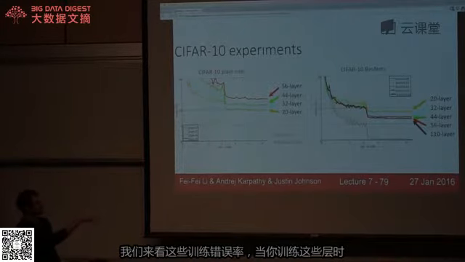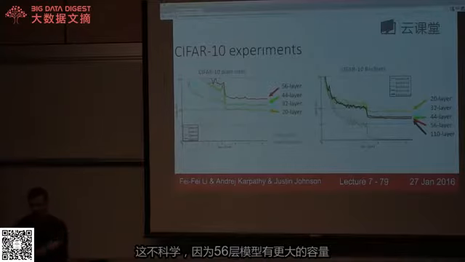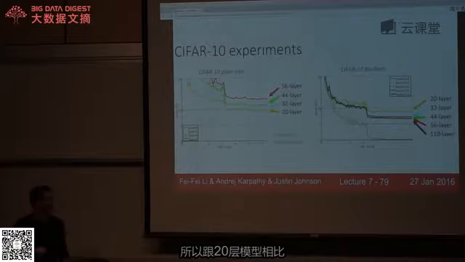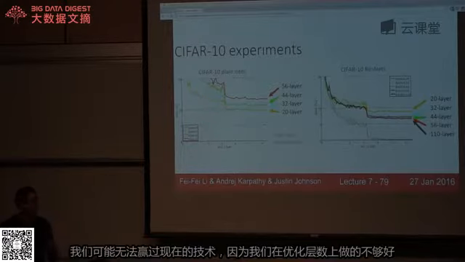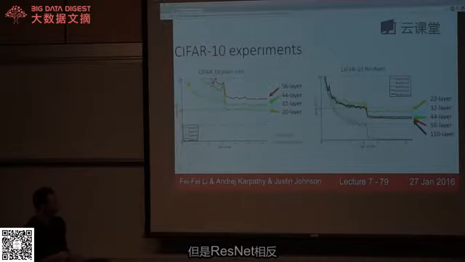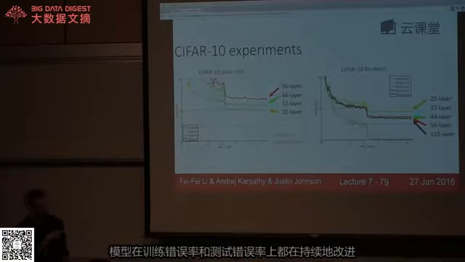And what happens as you train these layers is the 20-layer model is getting very good training error, and then a 56-layer model in red is getting a higher training error. And that makes no sense, because the 56-layer model is a much bigger capacity model. So how can it possibly be doing worse at training error than a 20-layer model? What this seems to indicate is that, with the current techniques, maybe we're just not good enough at optimizing these layers right now. So ResNets, in contrast, as you scale up the number of layers, you always see a consistent improvement in both the train and test error.